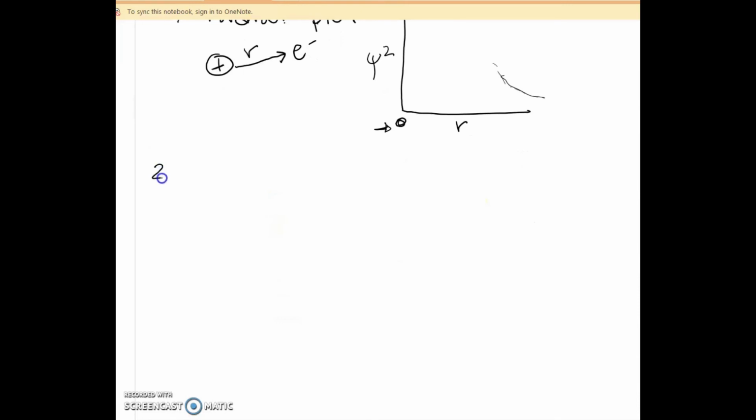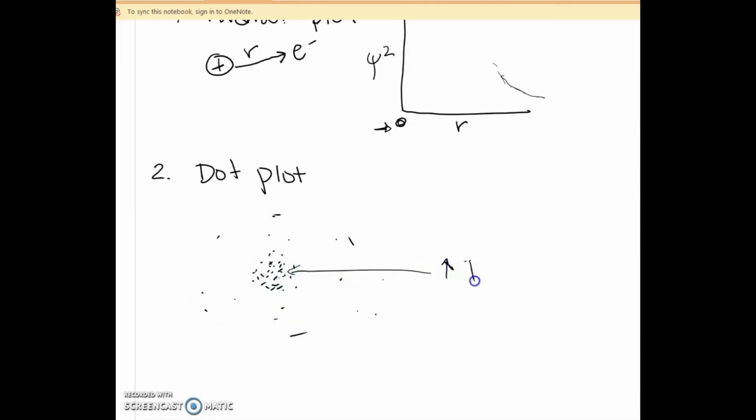The second type of plot, which I mentioned earlier, is called a dot plot. With the dot plot, we see these little dots, and the density of the dots says something. If you can see the dots, where is it more dense? Here, we have a higher density in the center, and then a much lower density out here as we go away from the center. So in the center is where we would most likely find our electron.